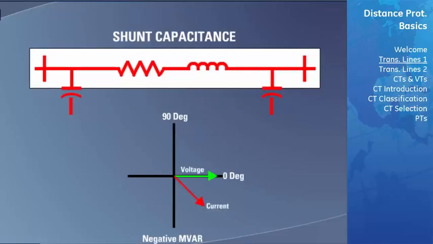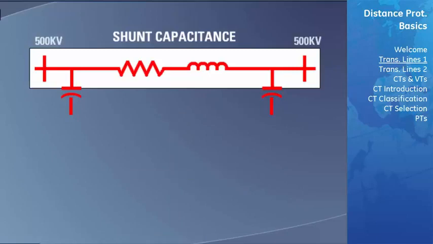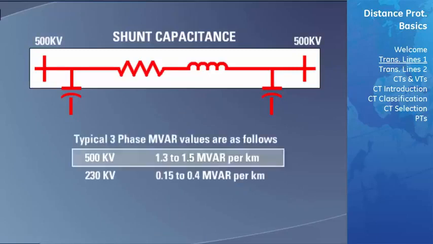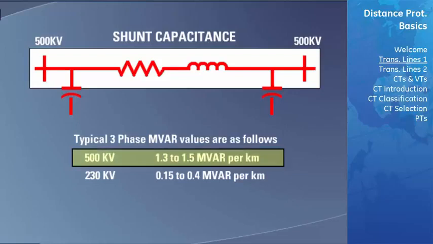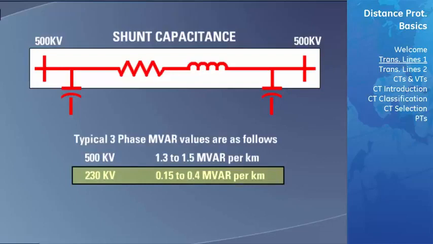This capacitance counterbalances some of the inductance by adding leading megavars on the line and helps bring the current and voltage back to unity power factor. Typical three-phase megavar values are 1.3 to 1.5 megavars per kilometer for 500 kilovolt lines, and 0.15 to 0.4 megavars per kilometer for 230 kilovolt lines.